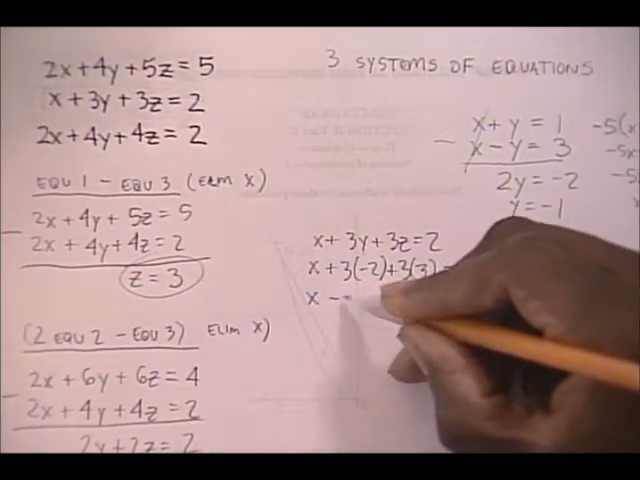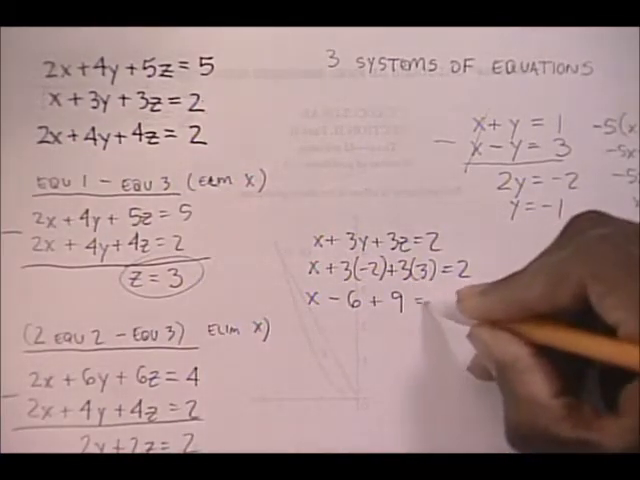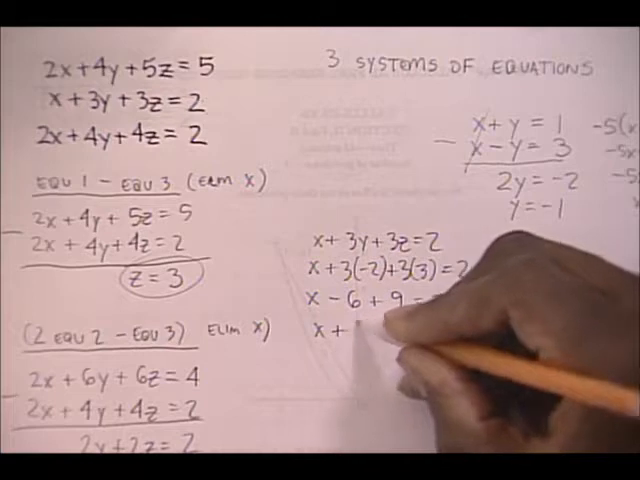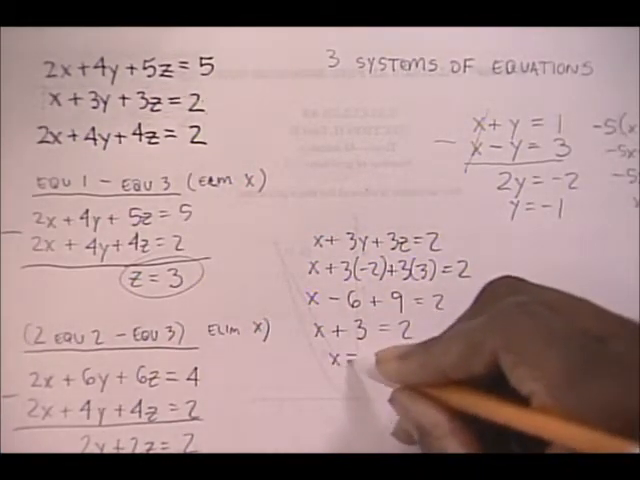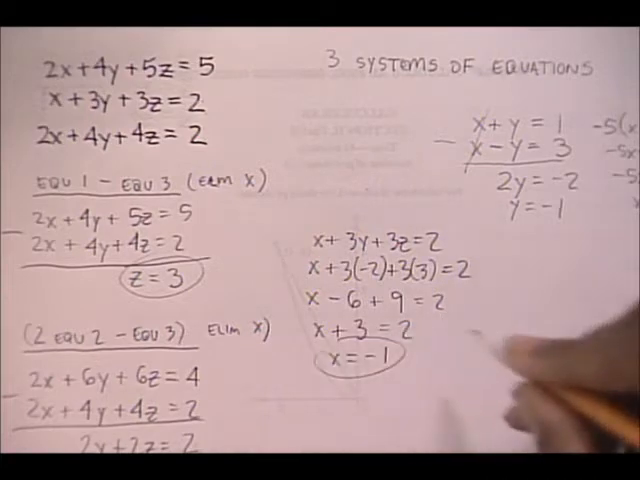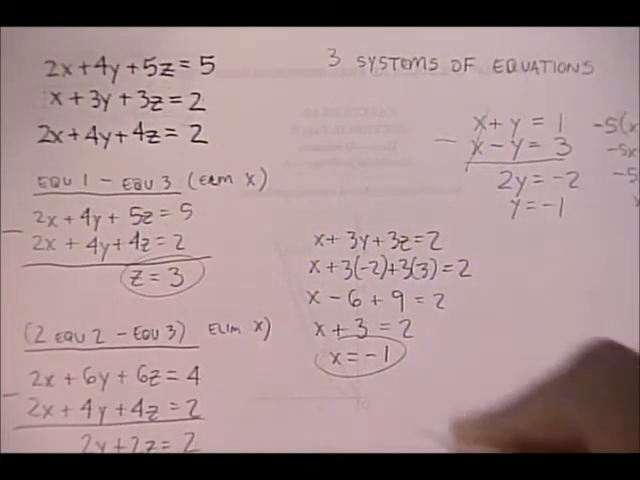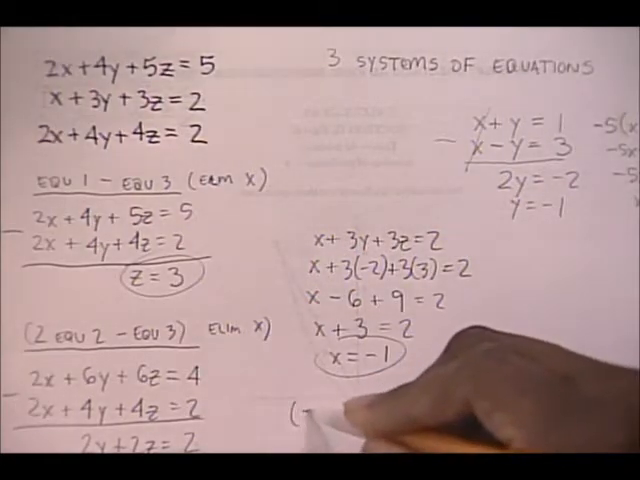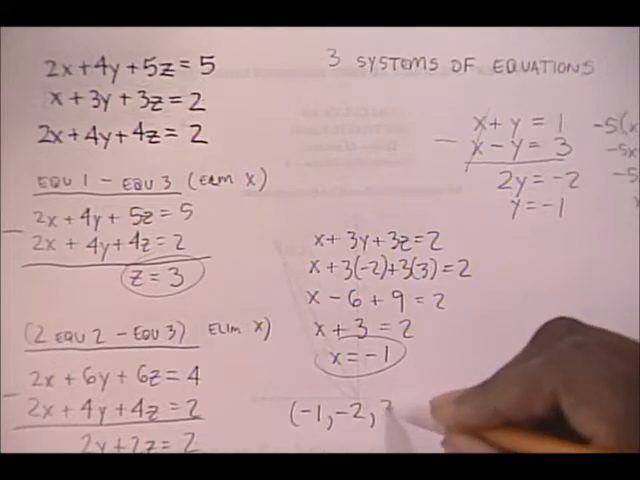We're going to solve for this final variable. You get x minus 6 plus 9 is 2. We get x plus 3 is 2. And you're going to get x is negative 1 by subtracting 3 on both sides. So the final answer is negative 1, negative 2, 3.